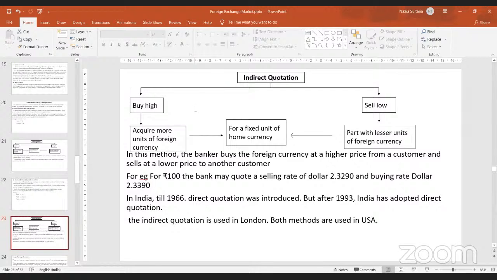You have given an example there: for 100 rupees, the bank may quote the selling rate of dollar to be 2 and the buying rate of dollar to be 2.33. So if I have 100 rupees with me, the bank may ask me whether I am buying dollars or selling dollars. Based on that, they will decide the buying rate and the selling rate.